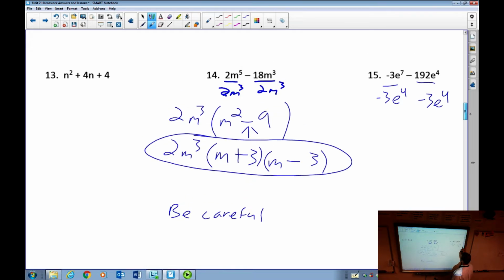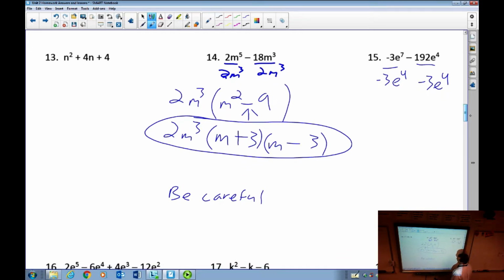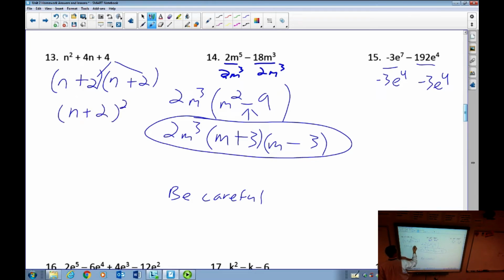Okay, see if you can do more factoring or not on that one. So make sure, these easy ones too, make sure that you write it correctly. So like n and n, factors of 4 are 2 times 2 is 4, and 2 plus 2 is 4. So make sure you write that as n plus 2 all squared, number 13. Good.